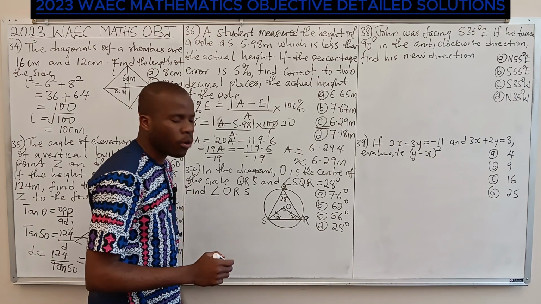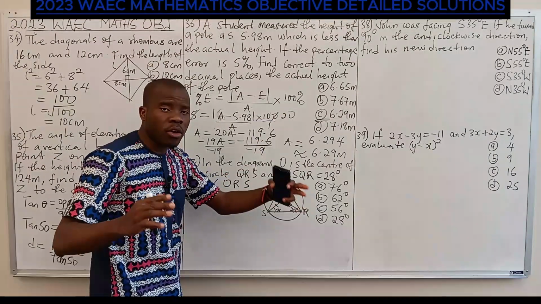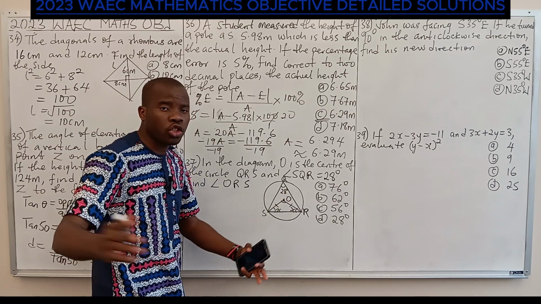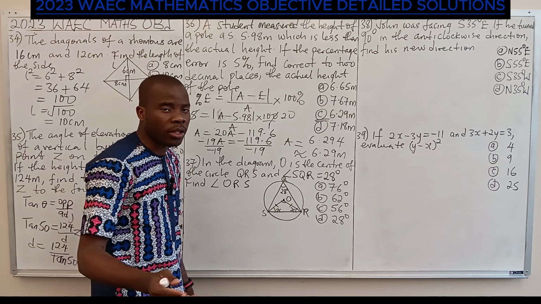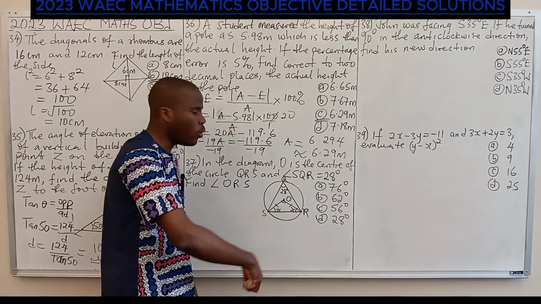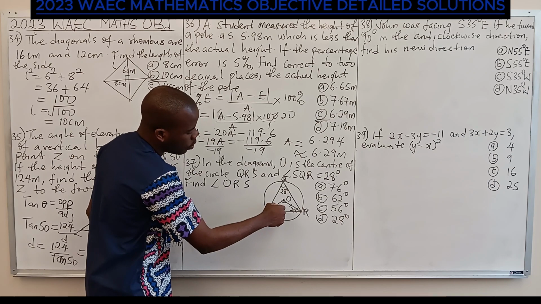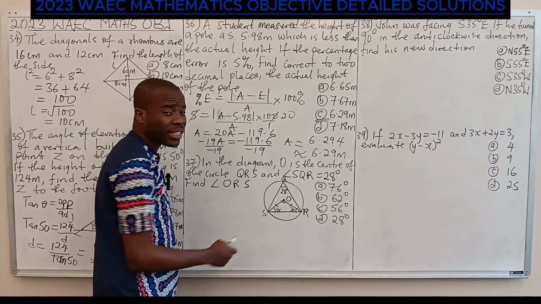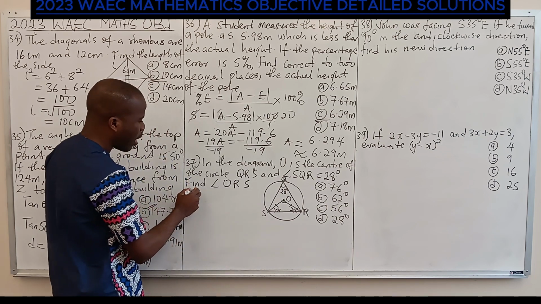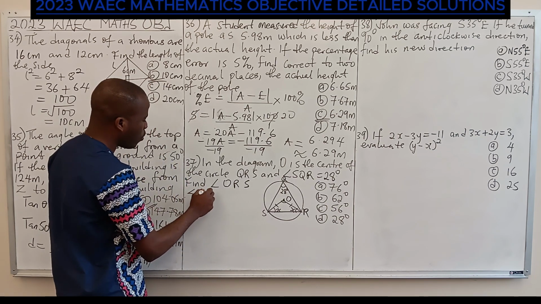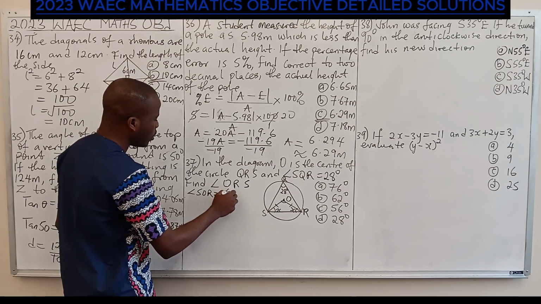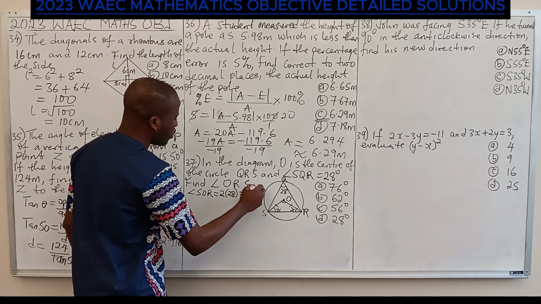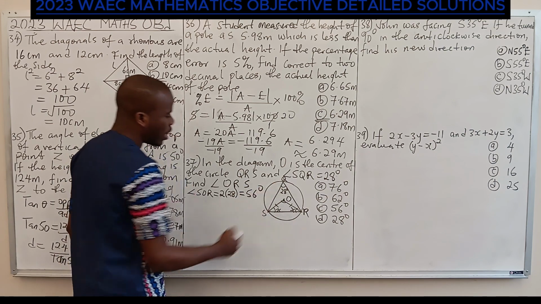From circle theorem. I have a series on circle theorem. You can check it up and you see so many theorems being explained with examples there. You can check it in the video link below. So for us to get SOR, this is angle at center twice angle at circumference. So angle SOR is twice 28. 2 times 28 is 56 degrees because angle at center is twice angle at circumference.